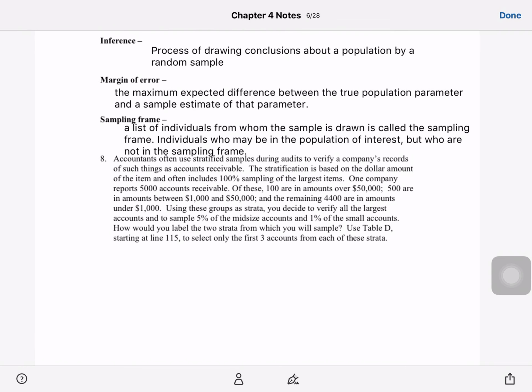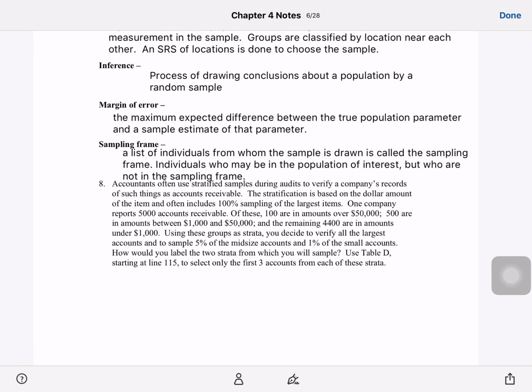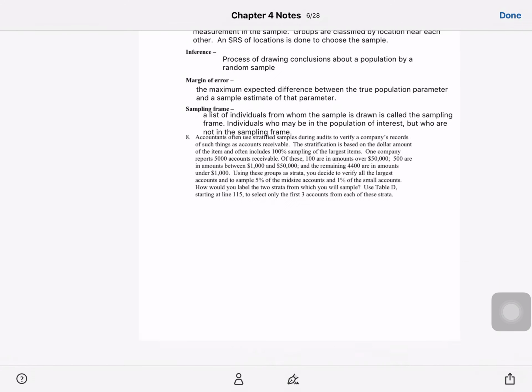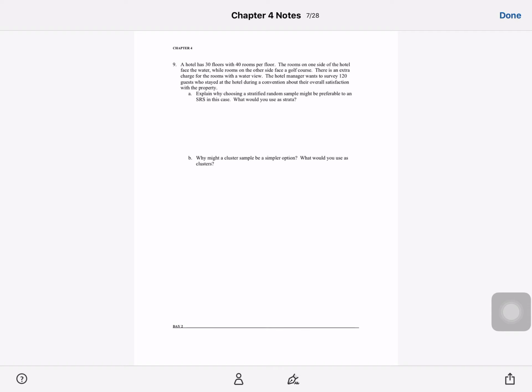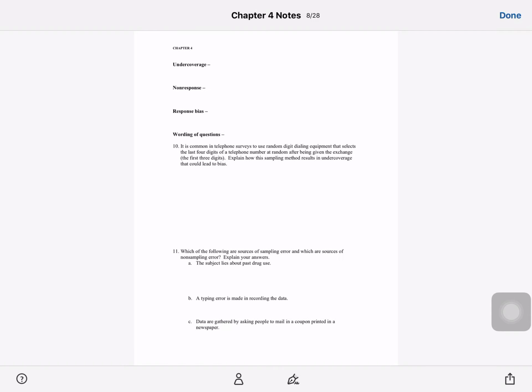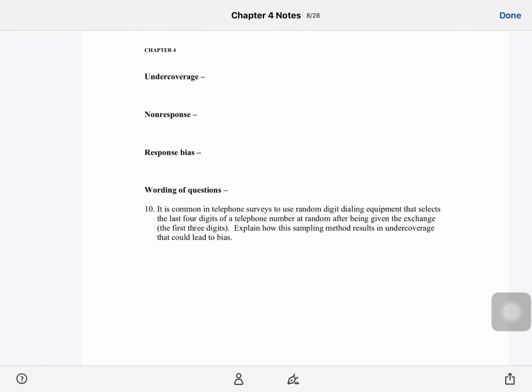We will look at number 8 in class tomorrow. I will add this as an extra video for those people who are doing this online, but we will be doing that. And then we will also be looking at number 9.